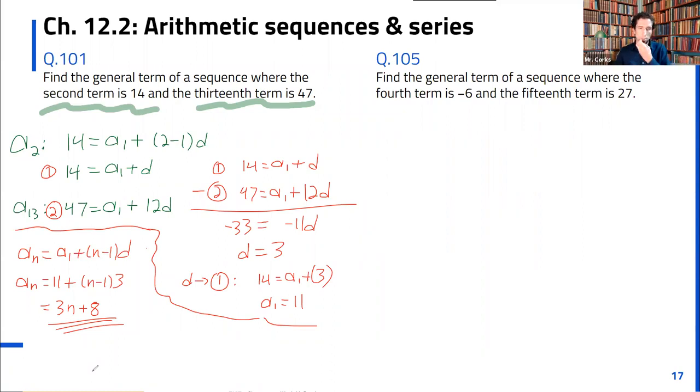So a simple system of equations to solve this. We just use our general term formula twice and then, sorry, 3 times, one more time to get the actual general term here. Go ahead, do the same thing on the right, please.